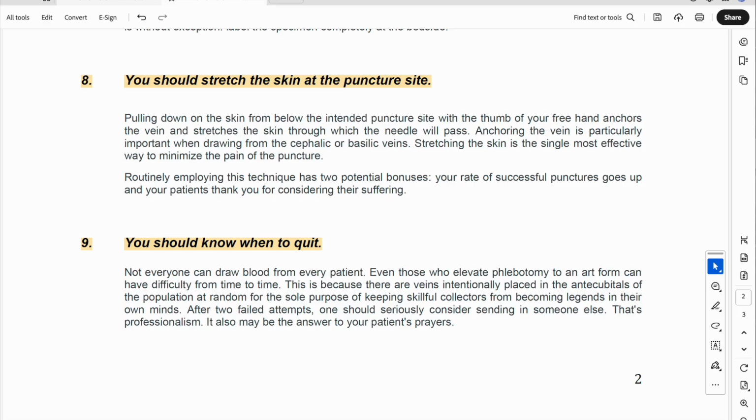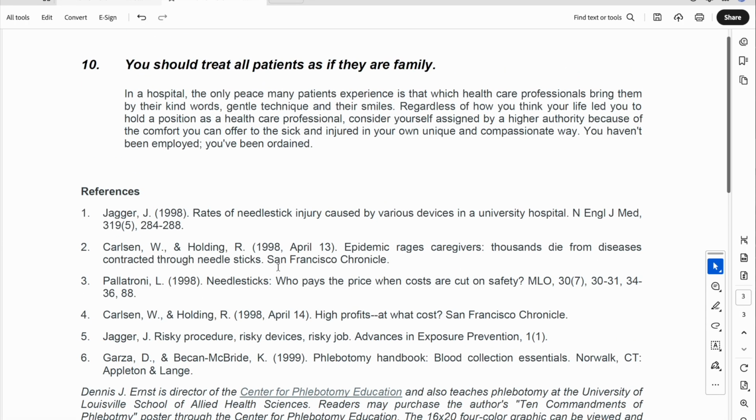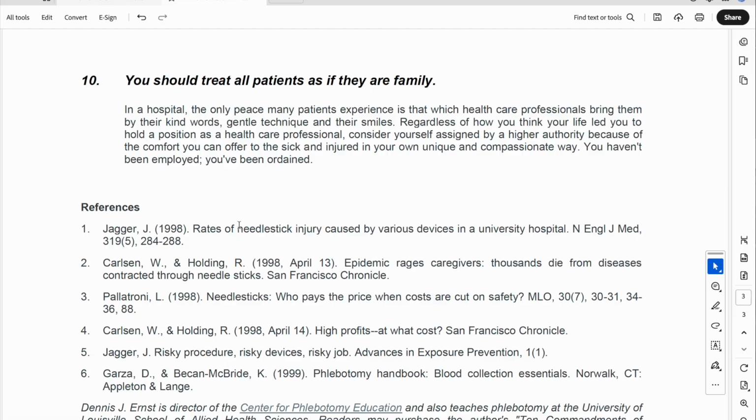When you encounter one of these challenging cases, swallow your pride and seek help. Your patient will appreciate your consideration, and your colleagues will respect your professional judgment. Persistence beyond reason is not dedication, it's stubbornness that serves no one's interest. And finally, rule number 10, you should treat all patients as if they are family.